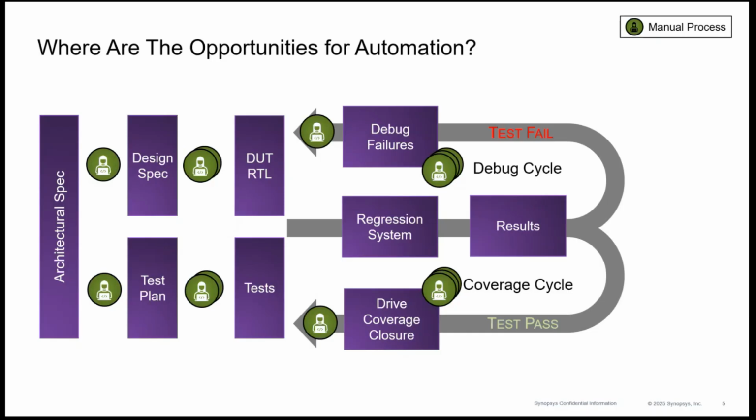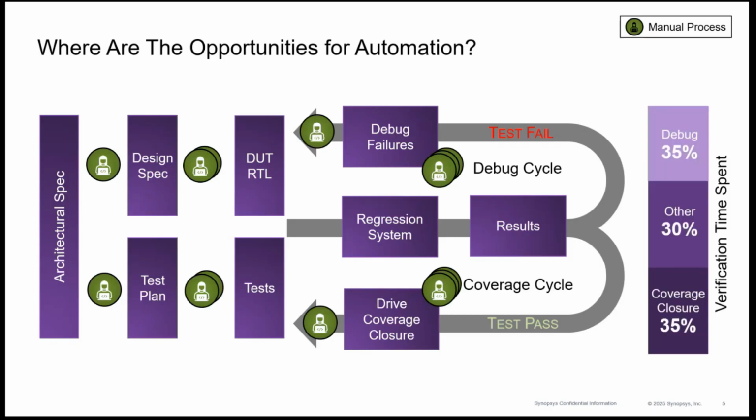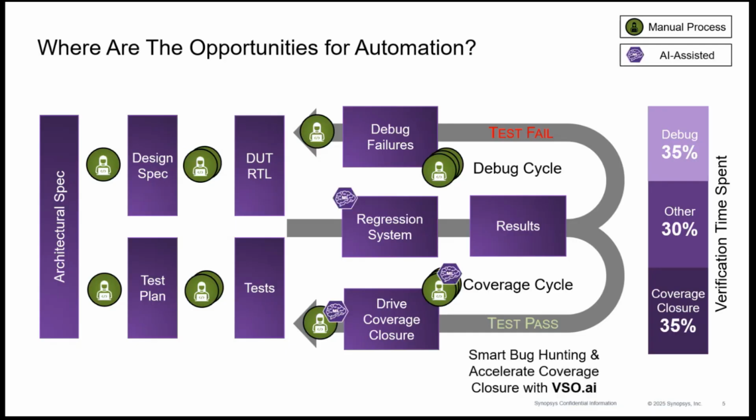But as you see, all the green circles here are manual processes. And this gives a great opportunity to automate, because I know you can't see it here, but more than 70% of the verification time spent is typically on debug activities and coverage closure. Now, AI can be applied to wherever there are these manual processes to improve the efficiency.